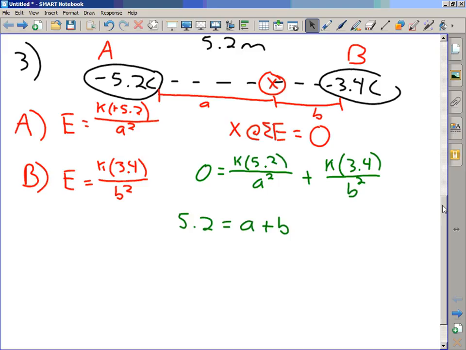Where do I get what from? I told you the entire distance between A and B is 5.2. Okay, I told you that entire distance was 5.2. Yes, good. Thank you for bringing that back up. So that is the critical component here. All right. So that's number 3. And we'll pause there.